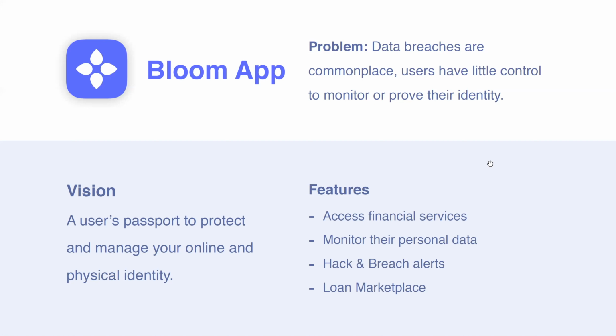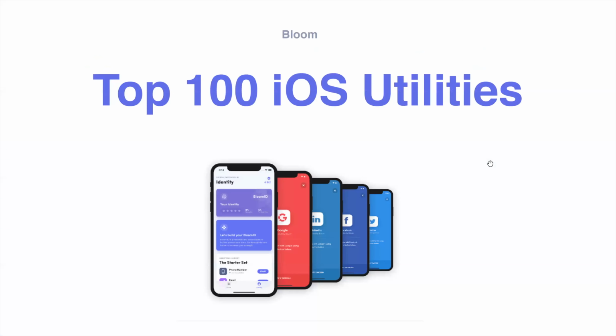So we've got the Bloom app. Basically, it's your passport to protect and manage your online and your physical identity. One of the big problems we're solving here is data breaches. If you're only sharing an attestation with another organization, there's very little data to expose, if any. And we're making available right now financial services and a loan marketplace. And of course, we will have the ability to monitor your personal data and get hack and breach alerts in the near future.